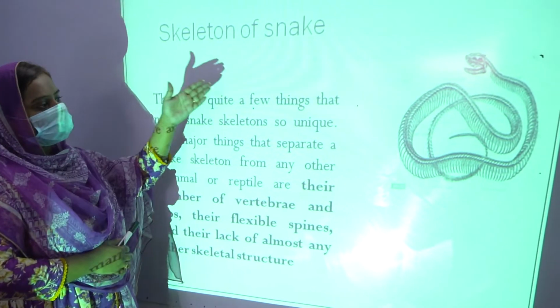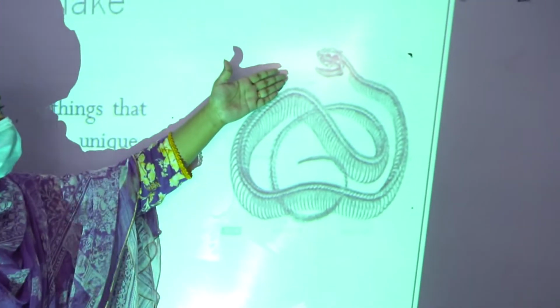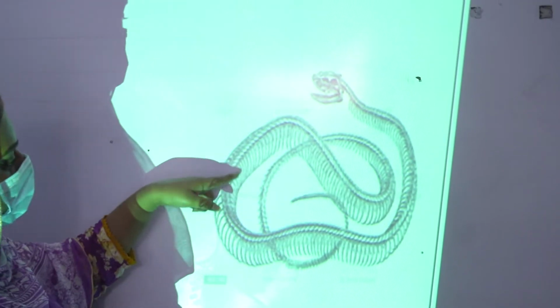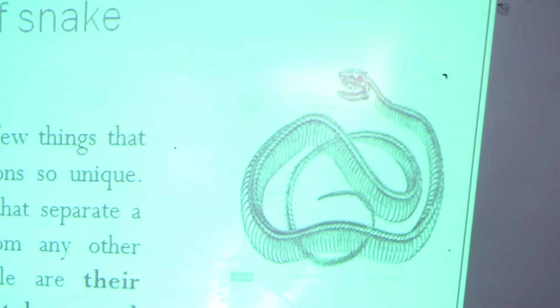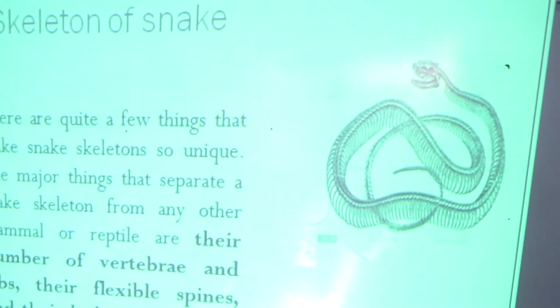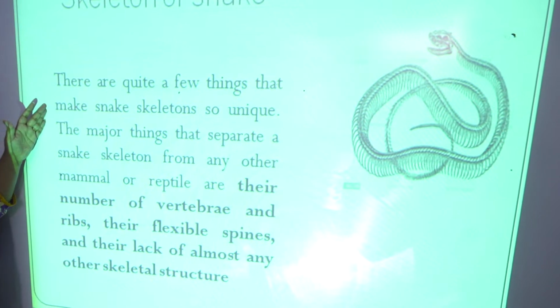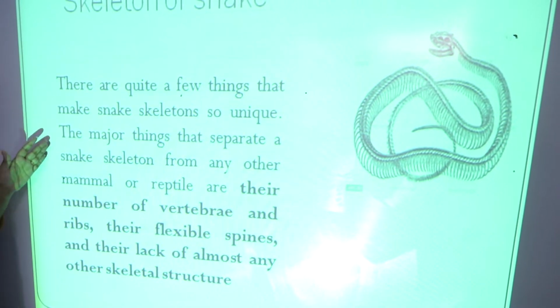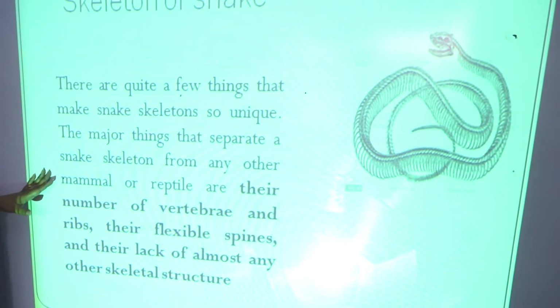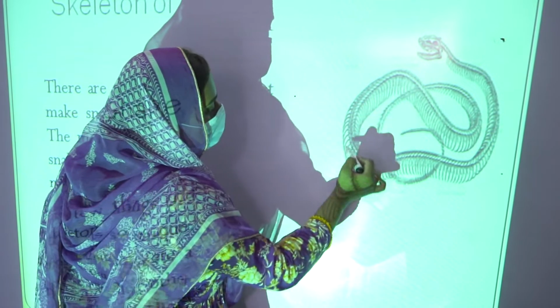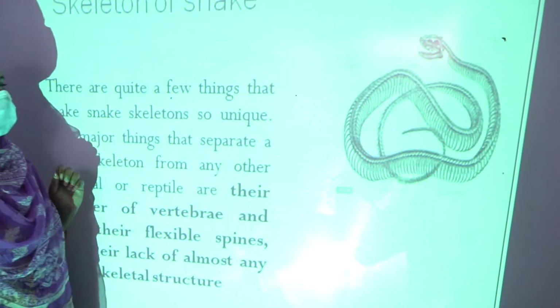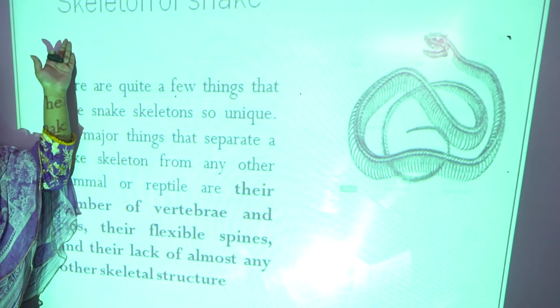This is a skeleton of snake. As you can see in this picture, snake has a long body structure with thin bones and a long tail. There are quite a few things that make snake skeleton so unique. The major thing that separates a snake skeleton from any other mammal or reptile is their number of vertebrae and ribs, their flexible spine and their lack of almost any other skeleton structure. It has a flexible body structure that differentiates snake from any other animal.